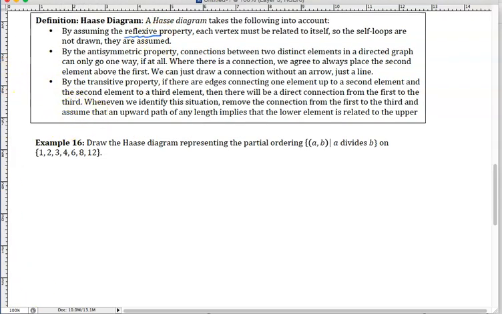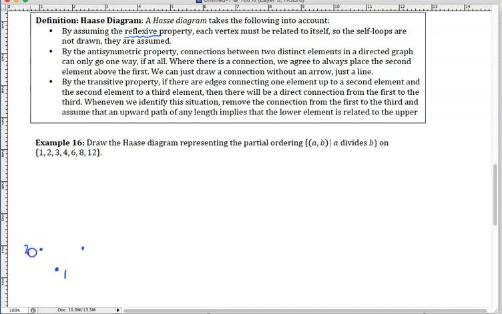Okay, so we're going to draw the Hasse diagram representing the partial ordering a divides b on the set 1, 2, 3, 4, 6, 8, 12. So we're going to draw these vertices. Before, with the digraph, we said the order doesn't really matter where you put them. But because we know that divides is a partial ordering, we want to put elements in order. So the lower ones will divide into the higher ones, and then the arrows will be understood. So we're going to have, let's say, 1 and 2 and 3.